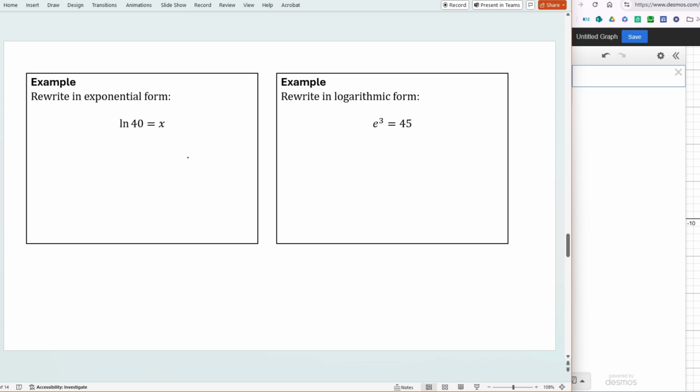So let's practice rewriting this in exponential form. We have ln of 40 equals x. Remember, that's basically saying the log base e of 40 is equal to x. So if we go to exponential form, we're going to write this as e to the x is equal to 40. If we go the other direction, we can take e to the third equals 45 and write it in logarithmic form. We would say the natural log of 45 is equal to 3, right? Because if we write it as the log base e of 45 equals 3, that would turn into e to the third equals 45 in exponential form.